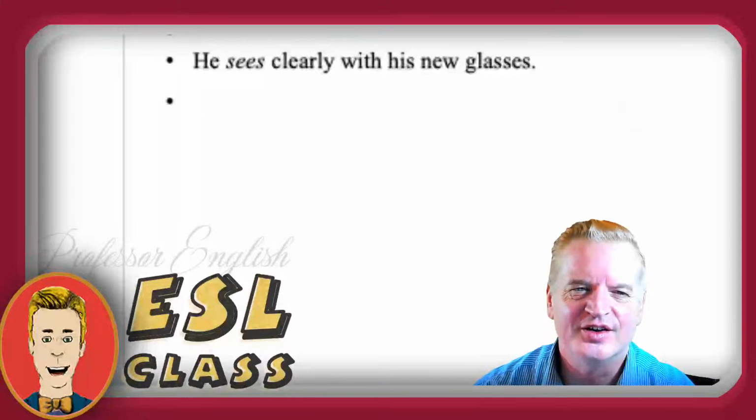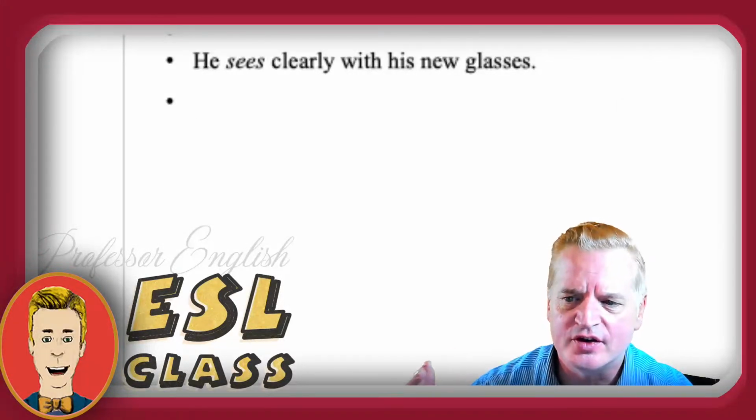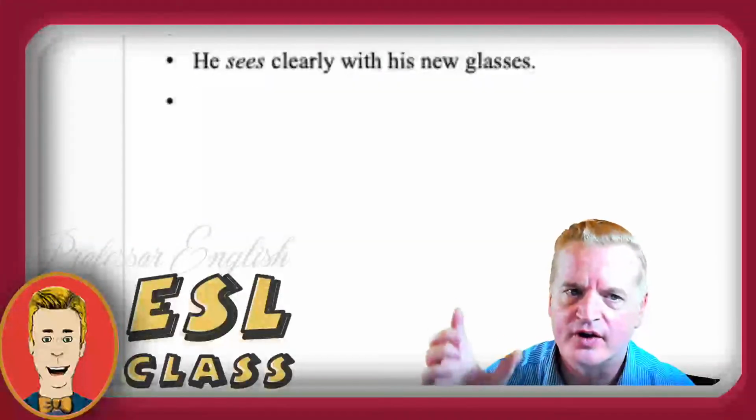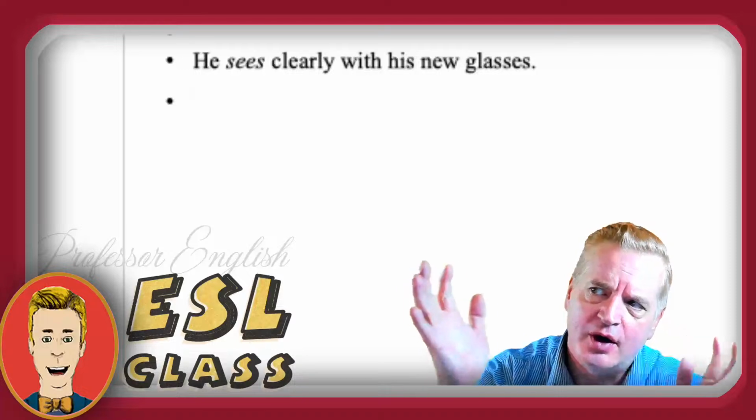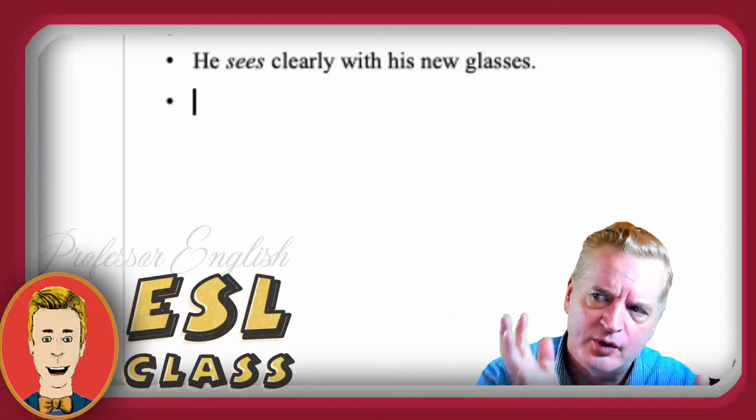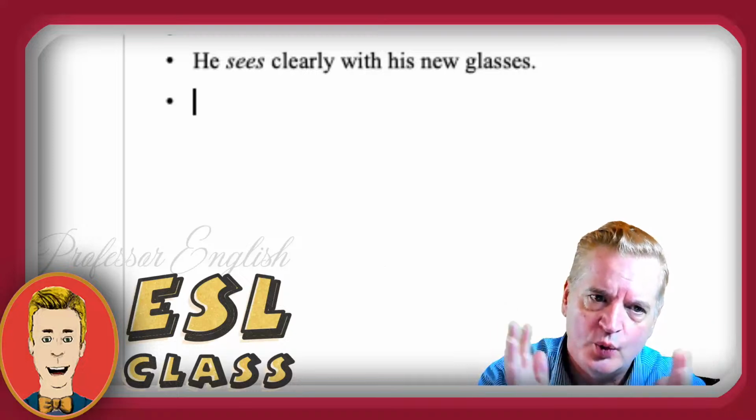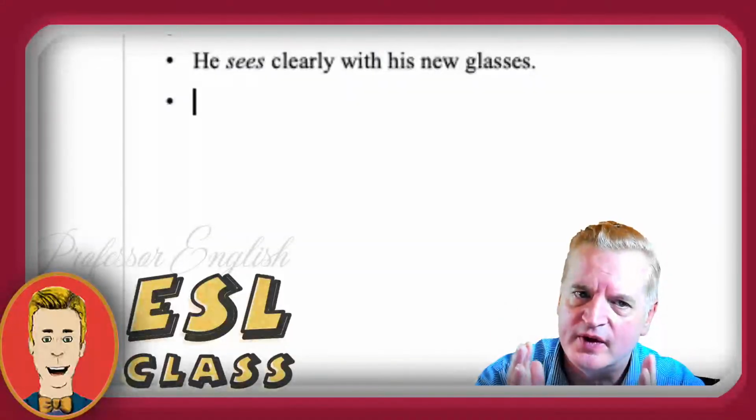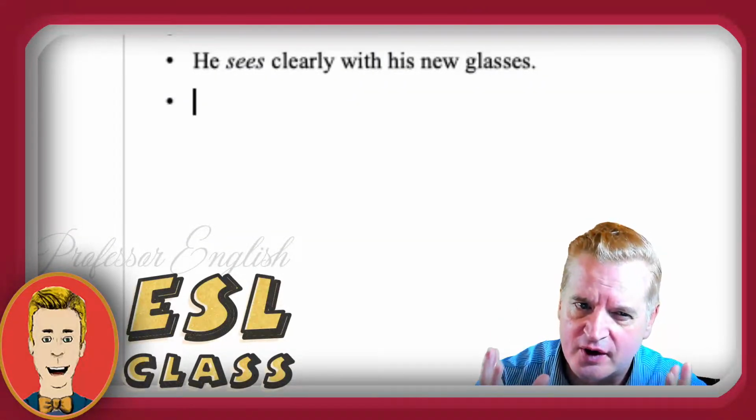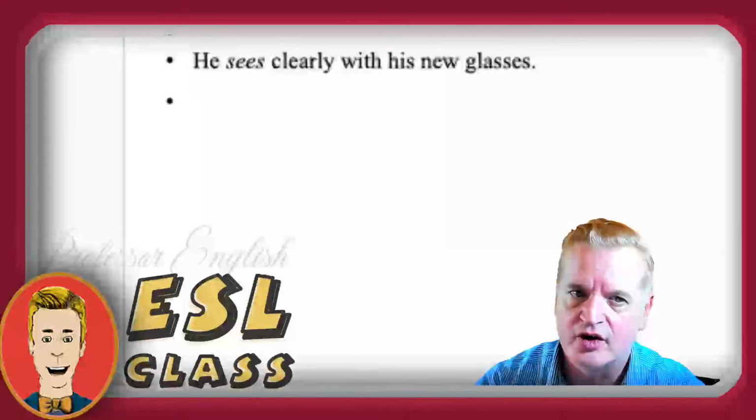Here's our last sentence. He sees clearly with his new glasses. Now first, that word his always disappears into the word before it. With his. He sees clearly with his new glasses. This is very typical of spoken English.